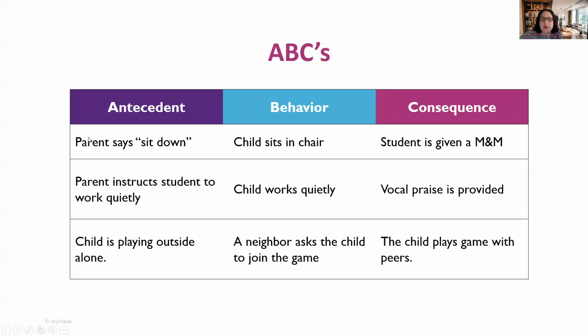So here are some examples. Parent says, sit down, child sits, and the kid's given an M&M. Or the parent says to the child, please quiet down while you're working, and then they get praised. Or if the child's playing alone, a neighbor asks the child to join a game, and the child joins a game. It's not always as direct as this, but this helps us understand it. So we record the sequence, and then we understand the target behavior and the events around it. We want to see what naturally occurs in the environment. That really helps us understand what is going on.